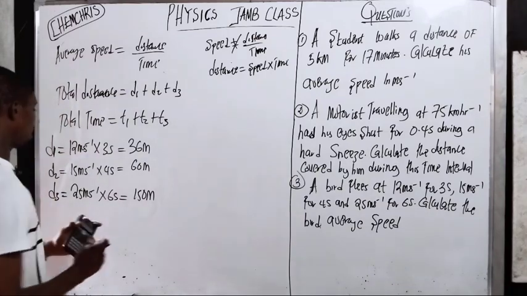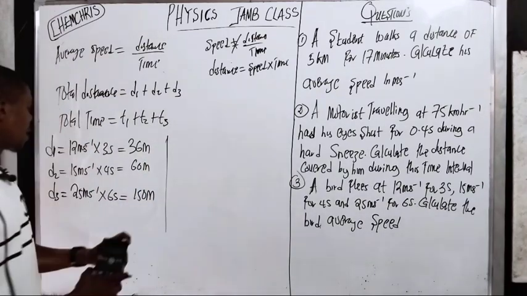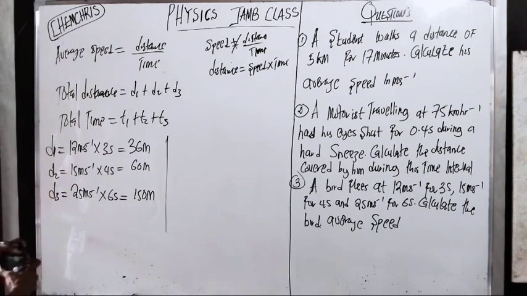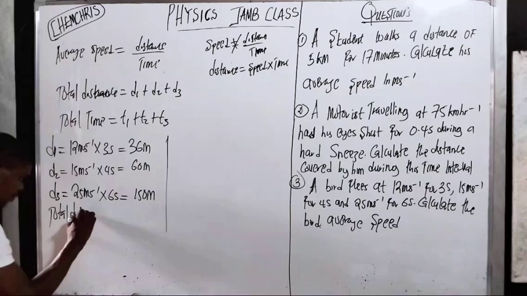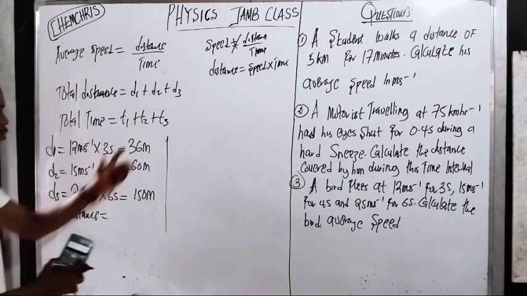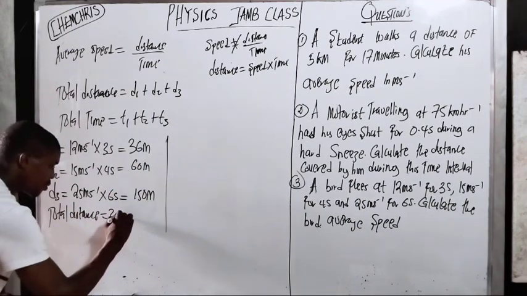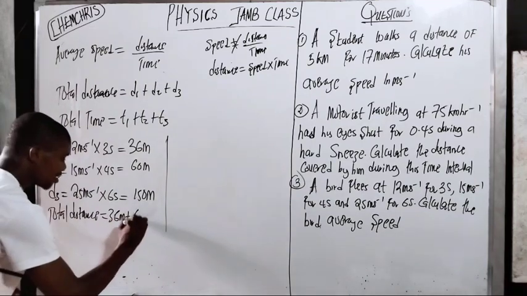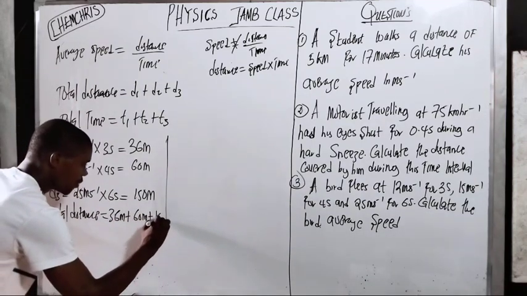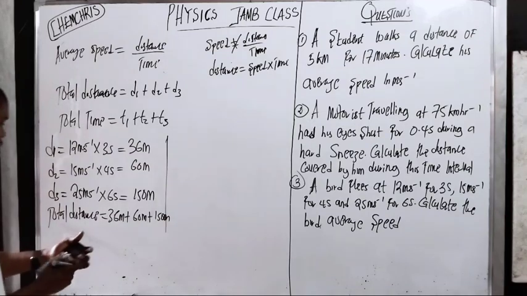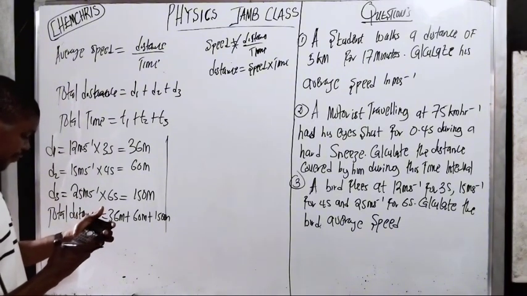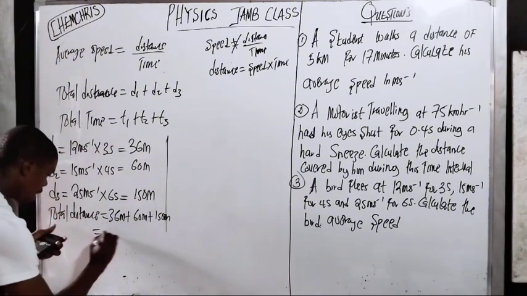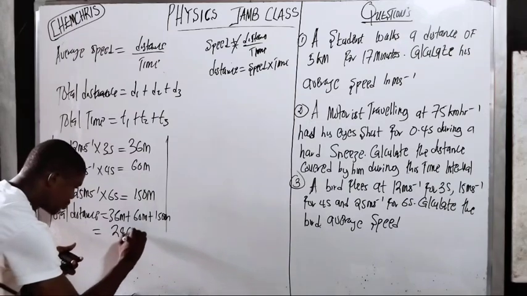Now if I say I should calculate my total distance, right? Total distance, you have to sum it together. So it's going to be 36 meters plus 60 meters plus 150 meters, right? So up here it's going to be 36 plus 60 plus 150, right? So you have 246 meters.